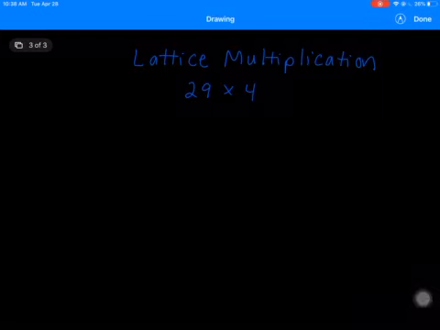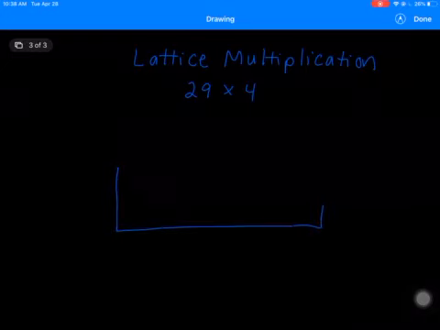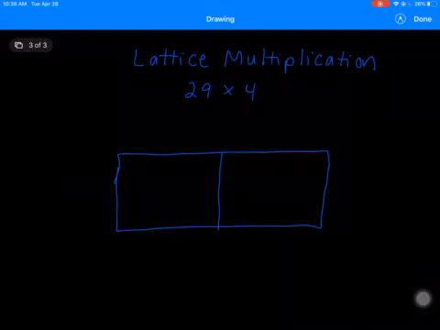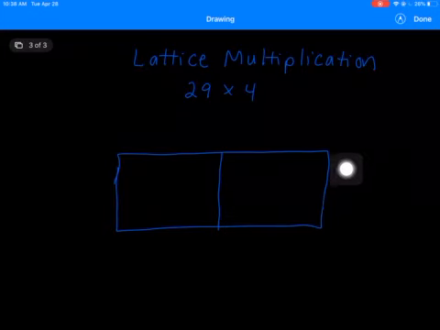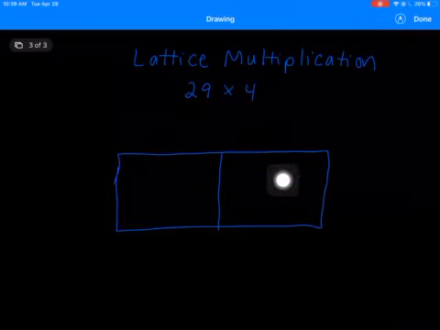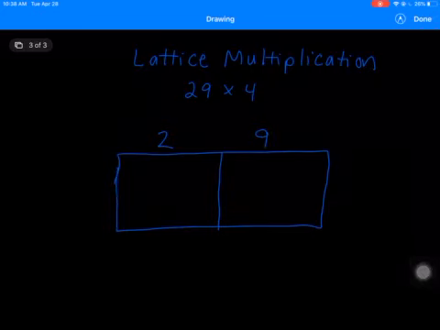We're using the lattice method, and so our first step is that we need to draw the boxes. And it's a 2-digit number, so that means I'm going to make myself a long rectangle, which I can divide into two pieces because of my 2-digit number. And I don't need to divide it on this side because I don't need more rows because I'm only multiplying by a 1-digit number. So I'm going to take my 2-digit number and place it on top of my 2 boxes, 2 and 9 for 29. And I'm going to take my 1-digit number 4 and put it along the row on the right side.